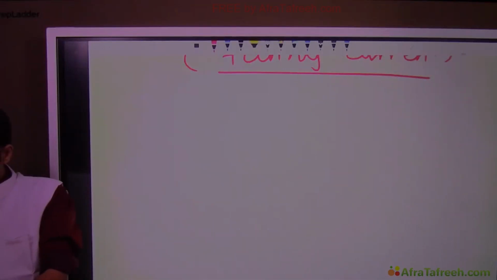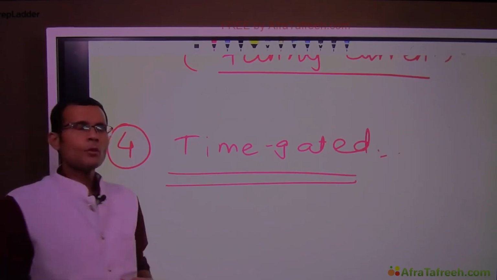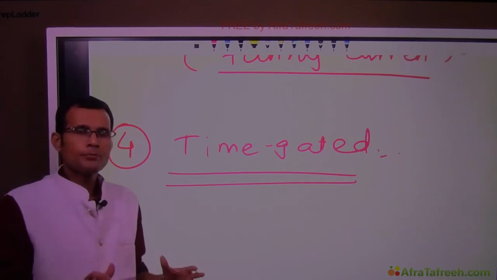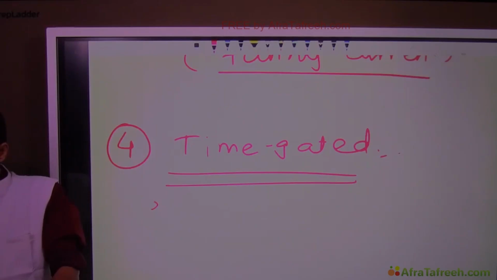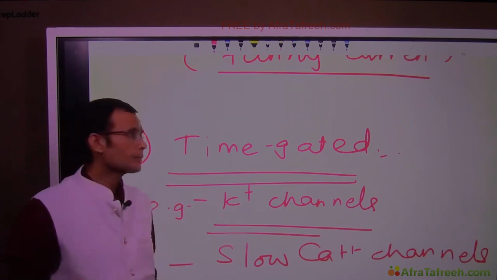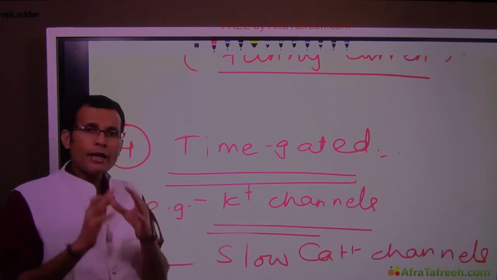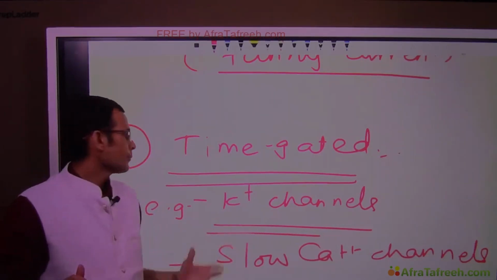Then next is time gated channels. Time gated channels are the ones for which time is of essence. Time is important for them. Example: potassium channels in the nerve membranes or slow calcium channels in the heart responsible for the plateau in the action potentials. So time is the deciding factor. Time is the governing factor for opening and closure of the gates.